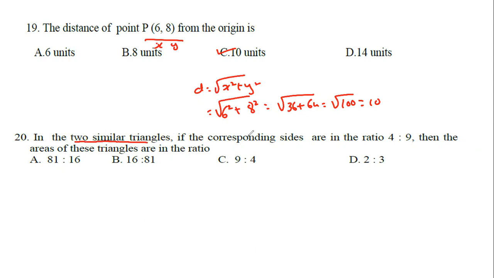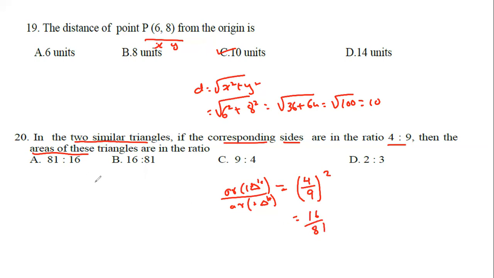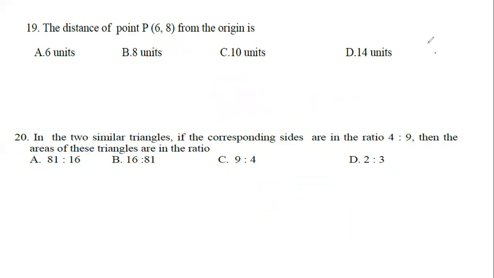Two similar triangles, if the corresponding sides are in the ratio 4:9, then you need to find out the ratio of the areas of these triangles. Area of first triangle divided by area of the second triangle, according to the theorem, is equal to the square of the ratio of the corresponding sides. The ratio is 4/9, square of this: 4 4s are 16, divided by 9 9s are 81. So the ratio is 16:81. Which option is right? Option B is correct. Next, 20th question.